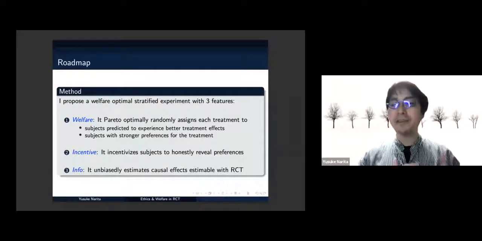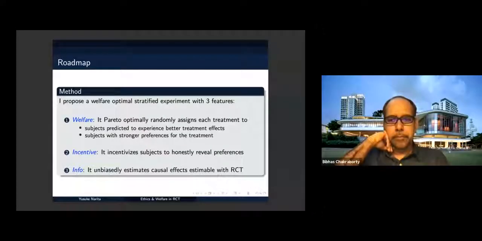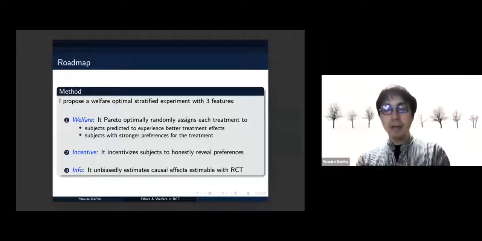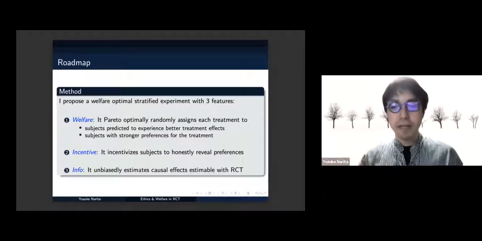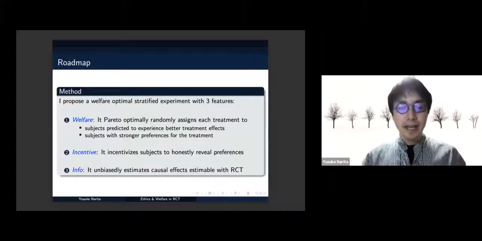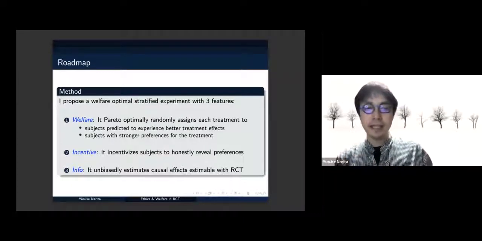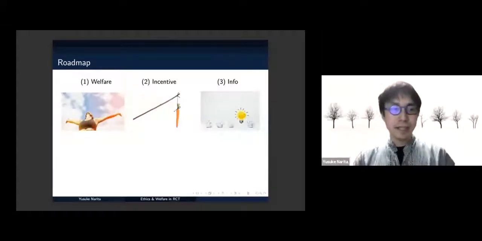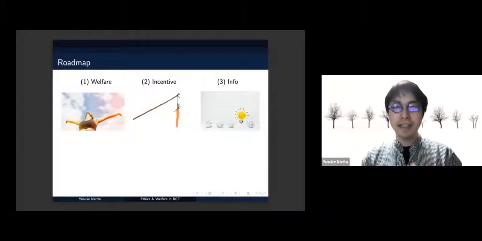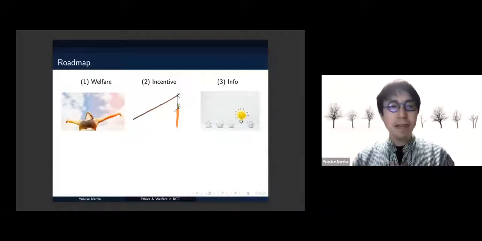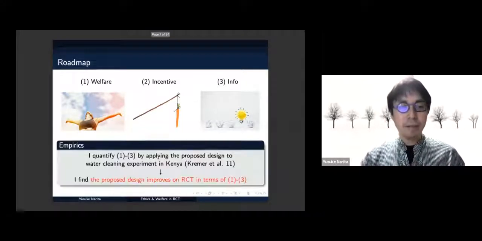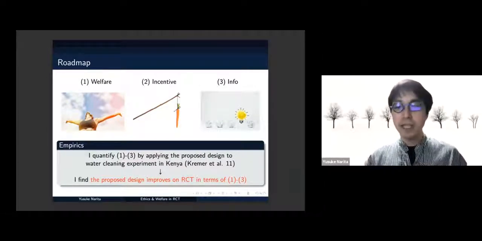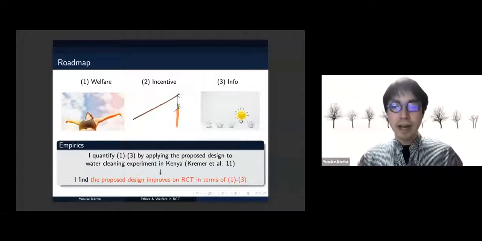Finally, since this is an experimental design, it should also allow the experimenter to unbiasedly estimate the key causal effects that are usually estimated with data from an RCT. And the proposed design indeed has such a good information property. So I'm going to propose an experimental design with the three features: welfare, incentive, and information. Then after developing such an experimental design as a purely theoretical concept, I'm going to also verify and quantify these properties through some empirical illustration.